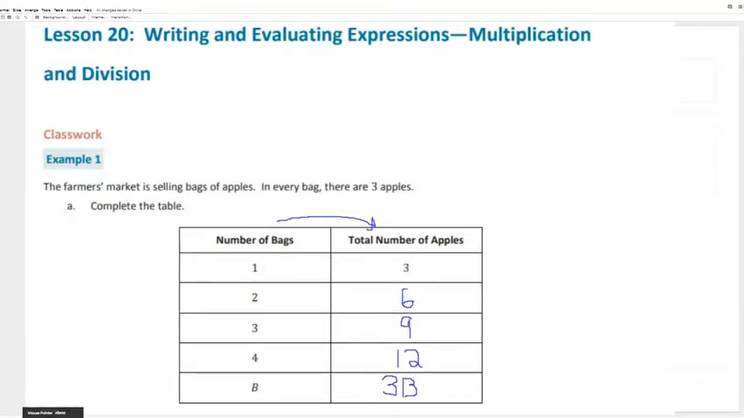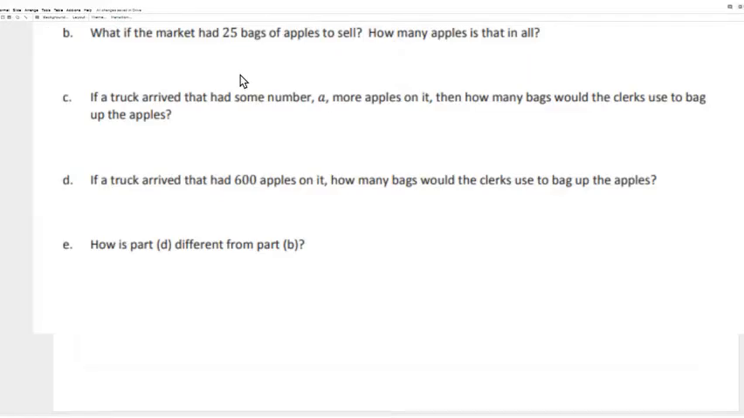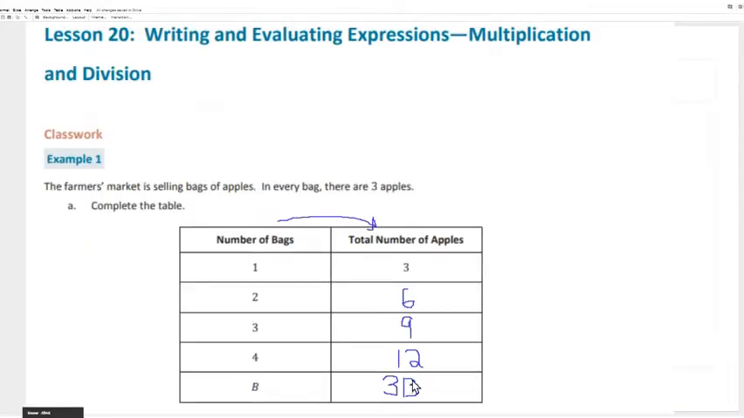All right, so that's very similar to what we did in lesson 19. We're also doing that here, but now we're talking about multiplication. All right, now I have a few additional questions to go along with it. What if the market had 25 bags of apples to sell? How many apples are there in all? Well, based on what we just came up with, the number of bags get multiplied by 3.